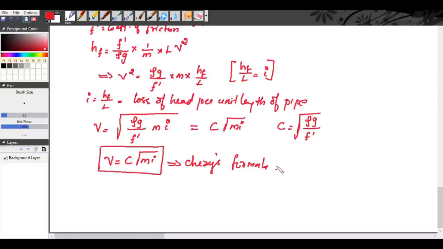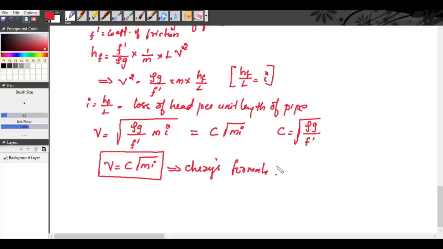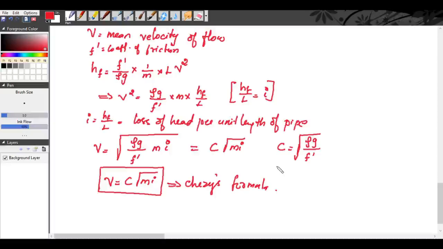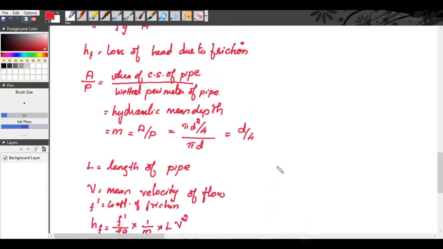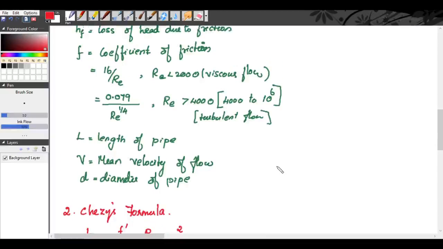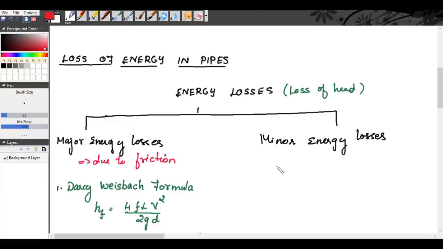So from V, using Chezy's formula, we can determine the energy losses. Now we will move on to the second type of losses, that is minor energy losses. The minor energy losses are due to various reasons. The first reason is sudden expansion of pipe.